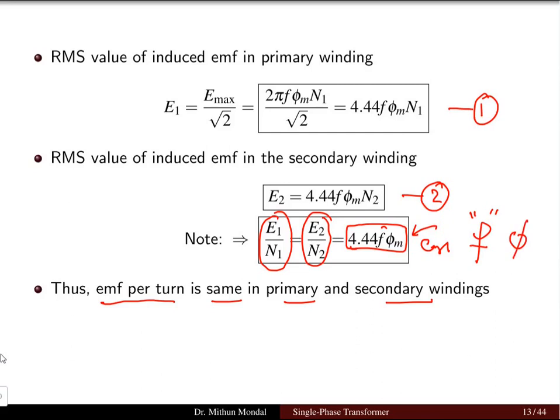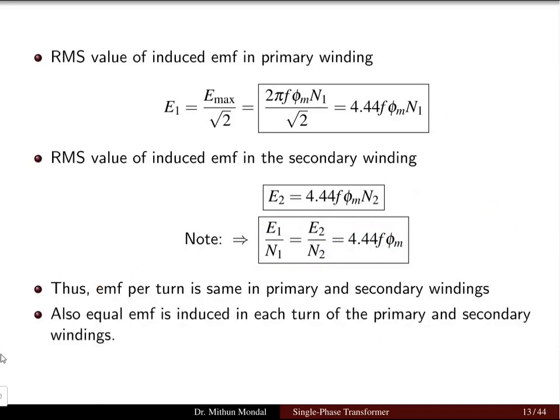Now if we talk about phi m, this is designed by the manufacturer. So the core material phi m value is also fixed, which depends upon the maximum flux density Bm and the area of the core, which are fixed quantities. Hence we can say that the EMF per turn is basically the same in the primary and secondary winding, which is a constant quantity. Also, since the primary and secondary windings are made up of various turns, each turn will have the same EMF induced in the primary winding and the secondary winding.